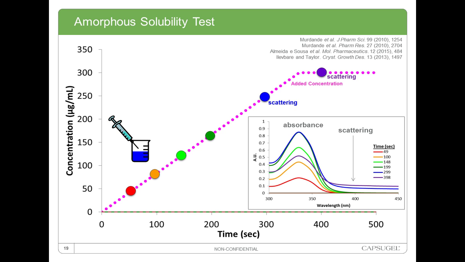So this is not quite as precise of a measurement as we would be able to do for crystalline solubility, but it does give us a pretty good number on the amorphous solubility, usually within 5 to 10%.